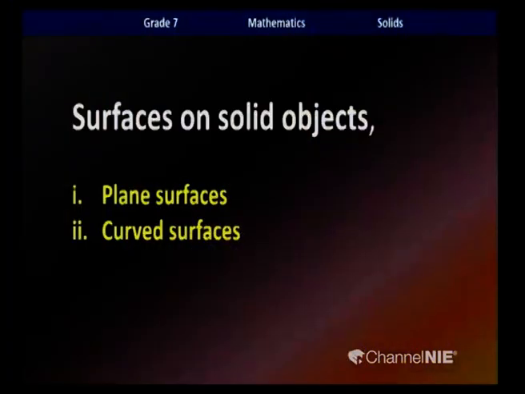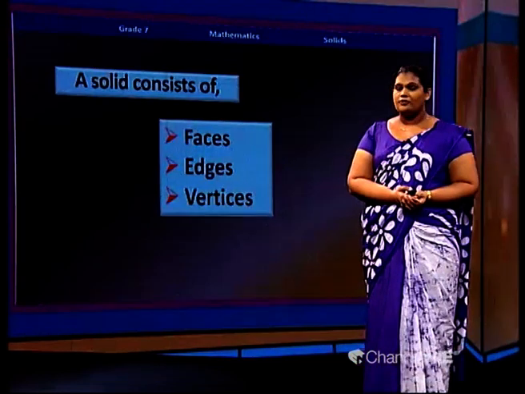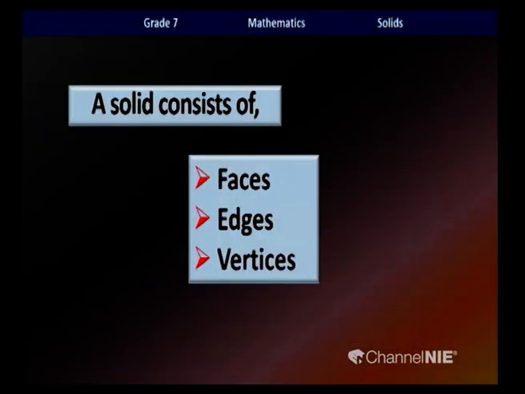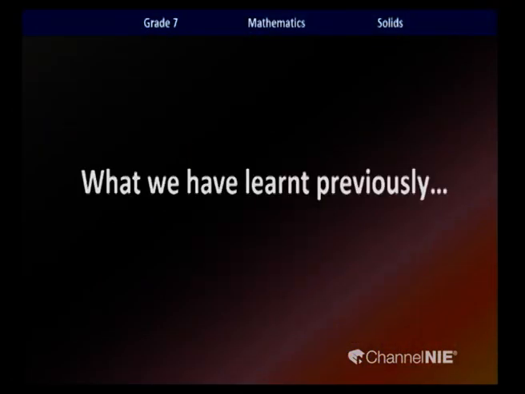Now, in a solid, there are two types of surfaces. The first one is the plane surface and the second one is the curved surface. As you have seen in the previous slide, in a wooden log you can observe curved surfaces, and in a die you can observe plane surfaces. A solid consists of faces, edges and vertices. Right. First of all, we will move on to the things we have learnt in the previous grade.